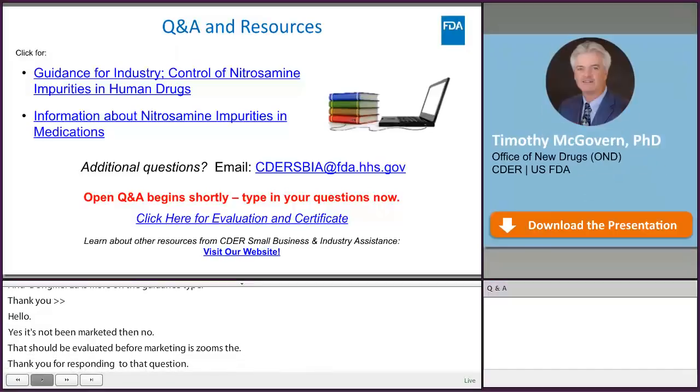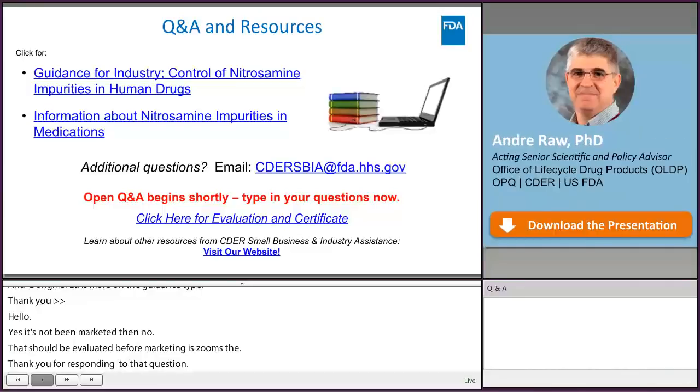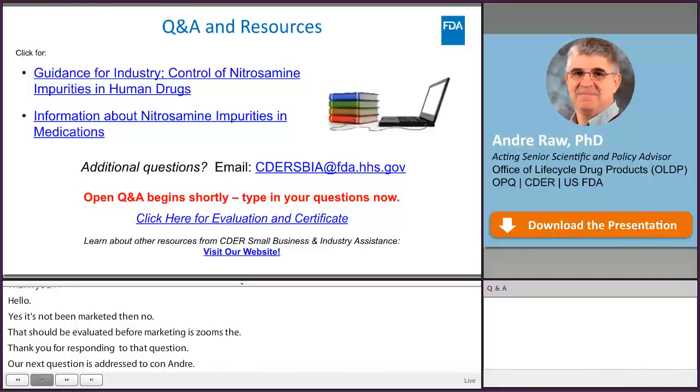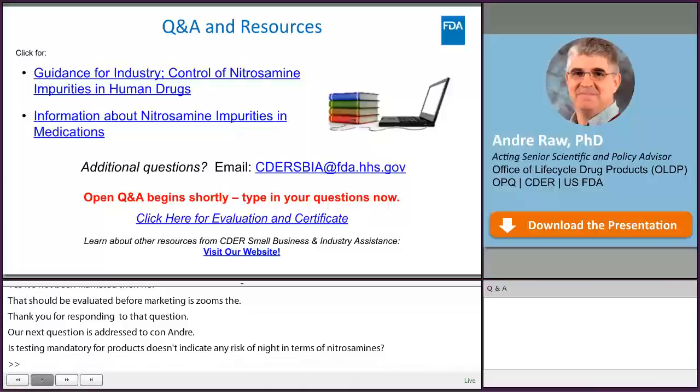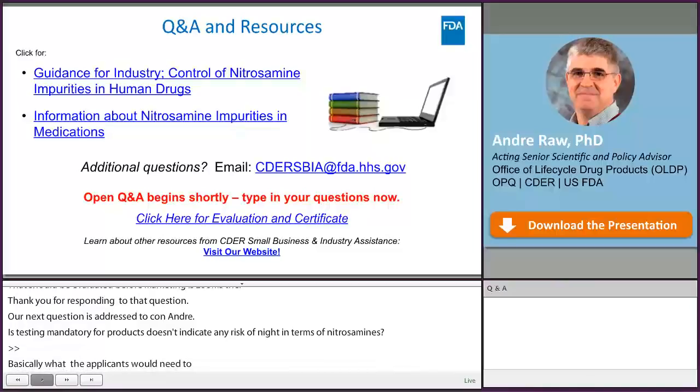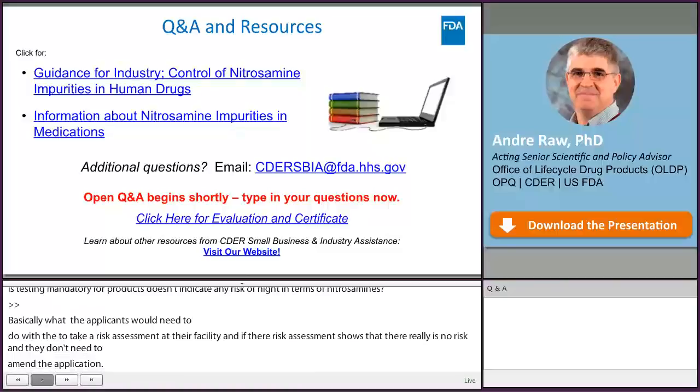Is testing mandatory for products even if paper assessment doesn't indicate any risk in terms of nitrosamines? Yeah, so basically what the applicants need to do is to do a risk assessment at their facility. And if the risk assessment shows that there's really no risk, then no further testing is needed, and you don't need to amend your application. But if there is a risk, and this should be scientifically evaluated very carefully, and this is confirmed by testing, yes, then some element of a control should be incorporated into your control strategy.